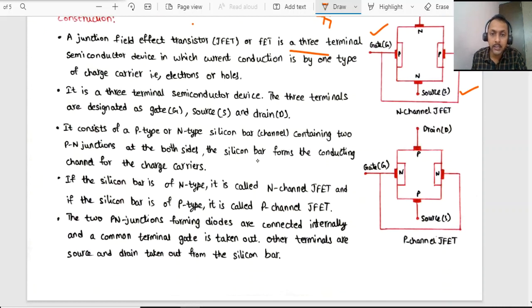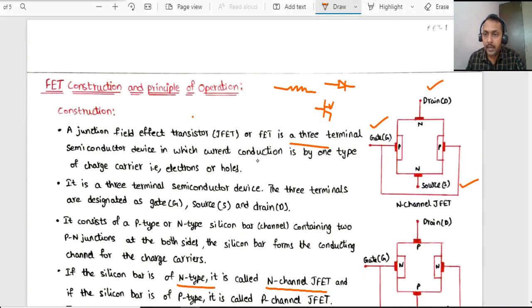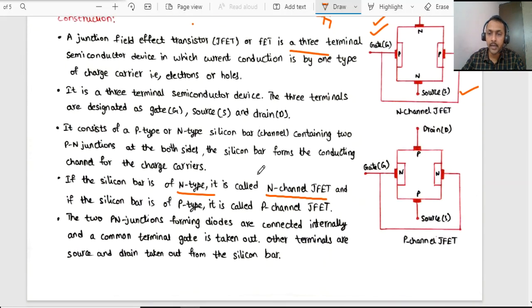Now if the silicon bar is of n-type, then it is called n-channel JFET. Very important: if the silicon bar itself is of n-type, it is called n-channel. If it is n-channel JFET, the source will be n-type and the drain will be n-type. You can observe in this figure, and the gate will be p-type. Now if the silicon bar is of p-type, it is called p-channel JFET. In this case the source will be p-type, the drain also will be p-type, and the gate will be n-type.